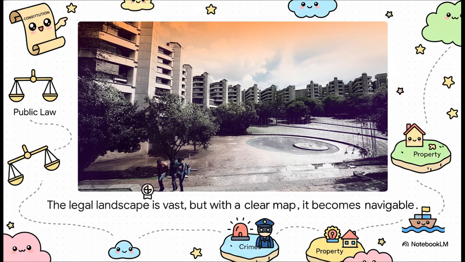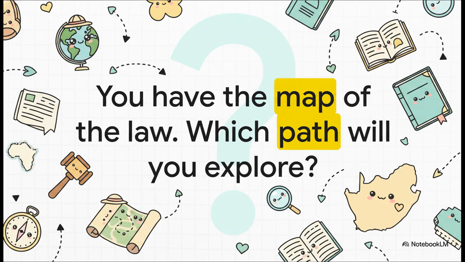We've gone from the biggest rule of all, the Constitution, through the huge divides of public and private law, all the way down to the nitty-gritty of contracts, crimes, and property. What might have seemed like a totally tangled mess at the start now has structure, right? It's still a massive landscape for sure, but it is logical, it is ordered, and with a map like this, it's completely navigable. So, we've given you the complete map, a bird's-eye view of the entire South African legal system. The framework is there for you to use, to study with, and ultimately, to master. So the only question I have for you now is, which one of these fascinating paths are you going to explore first?